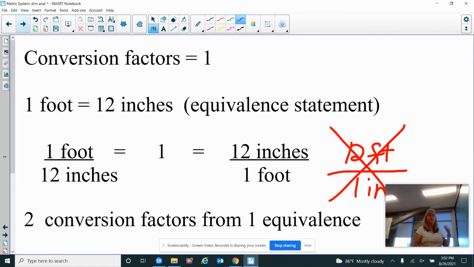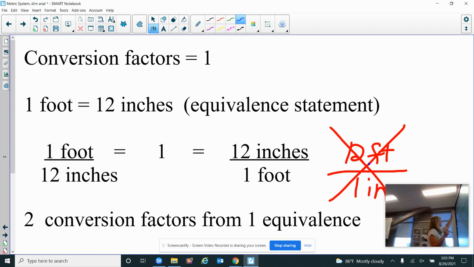A conversion factor is equal to 1 because what's on top has to be equal to what's on bottom. You can't just make something up. So while it's true that 1 foot is 12 inches or 12 inches is 1 foot, it is not true that 12 feet are 1 inch. That's not true. So I can't use that as a conversion factor if it's not true. You can't just make up what you want to put on here. Okay, I can't change this amount. It's always 12 inches is 1 foot.